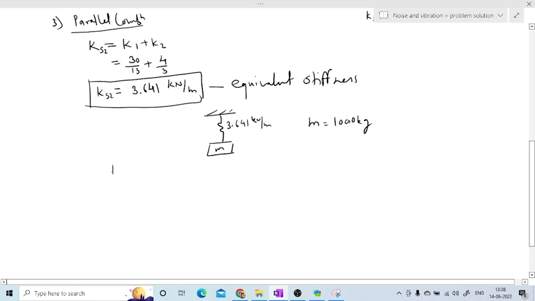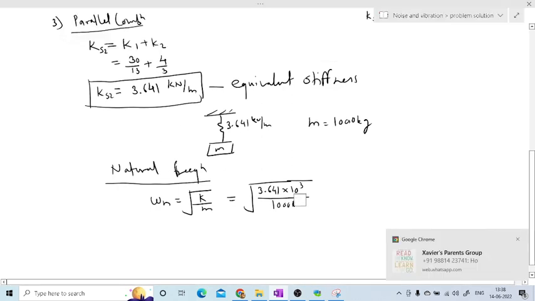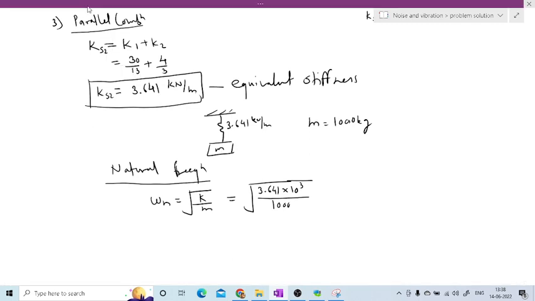Now we'll solve for the natural frequency. How to determine it? Before the natural frequency, we will find the natural circular frequency, that is omega n. So omega n is nothing but the square root of k by m. So we'll put the values under the root. The value of k is 3.641, but the unit is kilonewton, so I'm going to write times 10 raised to 3, so it will be converted into newton, divided by mass. The mass is 1000.